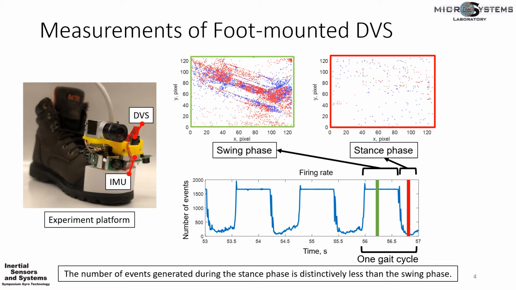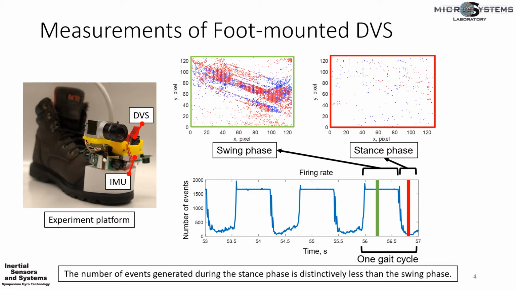We used the platform to conduct indoor walking experiments. An example of the DVS firing rate collected during the walking experiments is shown at the right-hand side. The y-axis is the number of events and the x-axis is the time. The plot includes 3 complete gait cycles.